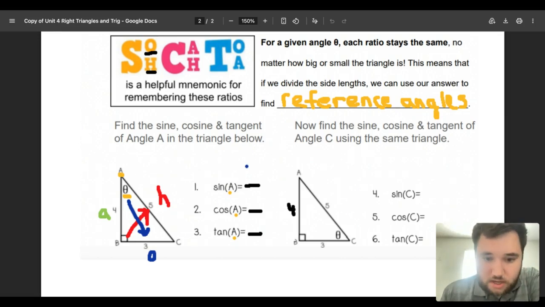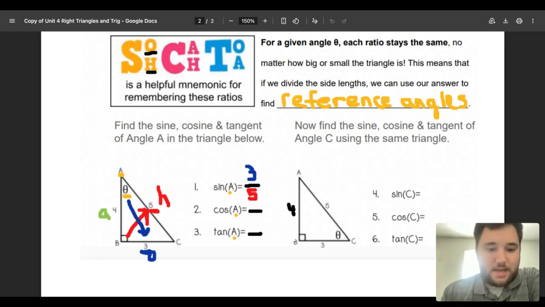So 3 is my opposite side. Look, 3 right here, there's my opposite side. I'm going to put a 3 there. And that means that my hypotenuse is going to be 5. So look, the sine of A follows the ratio 3/5.